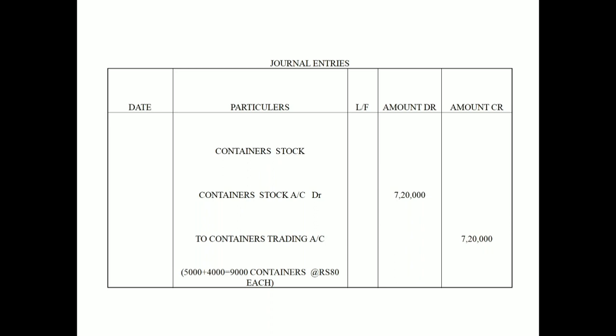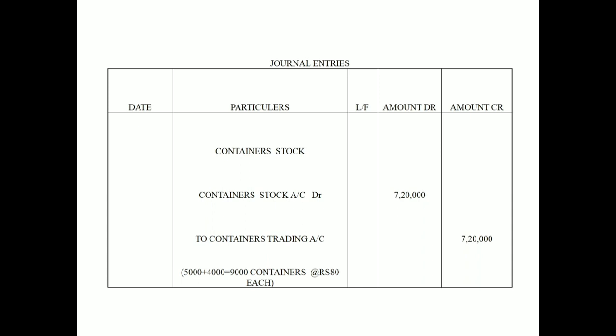Then the next journal entry is container stock. Here we calculate the value, that is container stock account to containers trading account. You take the value as 7,20,000. I will tell you how to get the value. You know the containers: 5,000 units are with the customers, and 4,000 are in hand. Then you get the total of 9,000 containers.